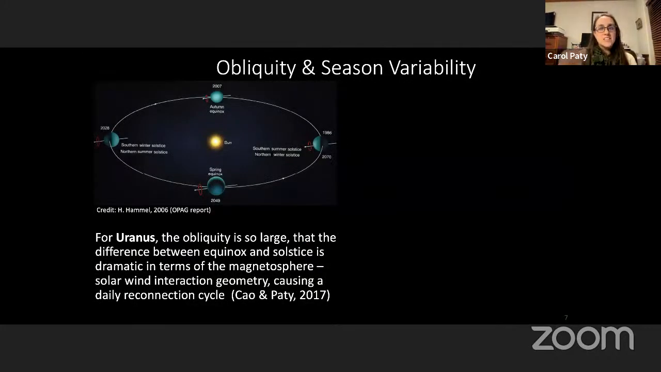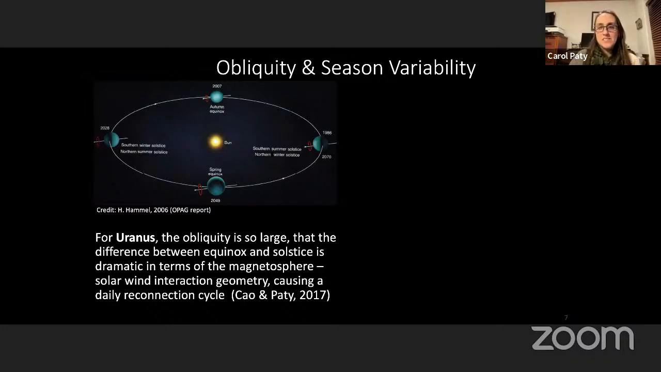And so if we just look at Uranus for a moment, and this is probably a good hint as to why the decadal survey chose Uranus as a high priority target, the obliquity is so large that the difference between equinox and solstice is dramatic, right? Solstice, the rotation axis is pointing at the sun. That's what we saw in 1986. Equinox, it's pointing perpendicular to the sun direction, but in the direction of its orbit. And somewhere in there, almost perpendicular to that axis, is the magnetic field axis.